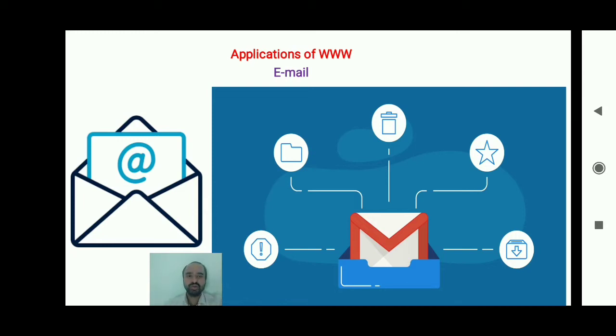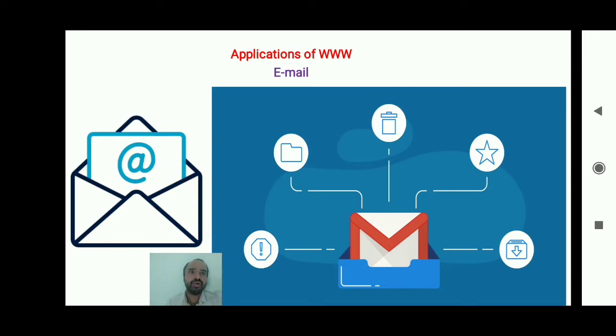Then there are two more points, which are CC, that is carbon copy, and the second one is BCC. Carbon copy means the data is shown to all recipients of that particular email, along with the main receiver to whom you want to send it. But sometimes you want to make proof of your email. In that case you need to write BCC. BCC means blind carbon copy.